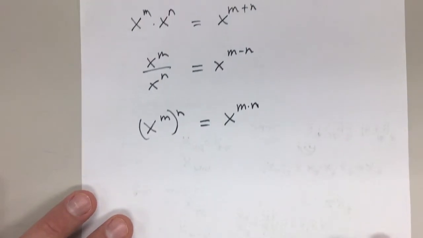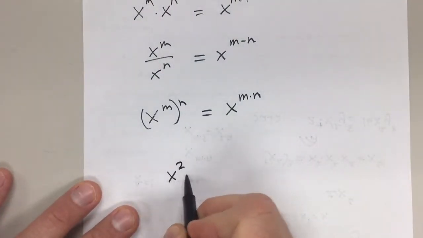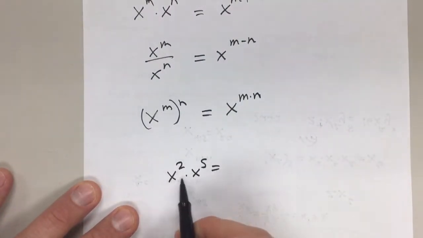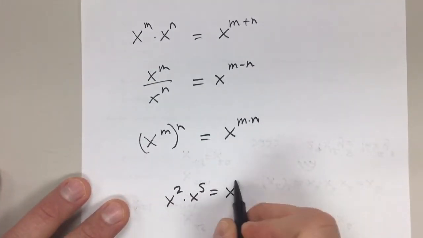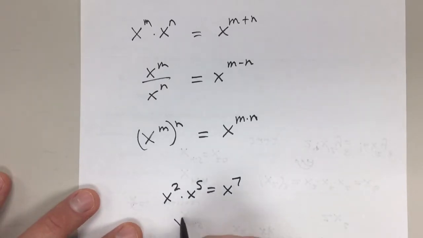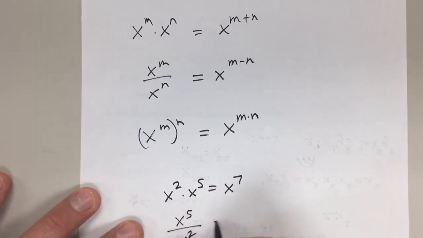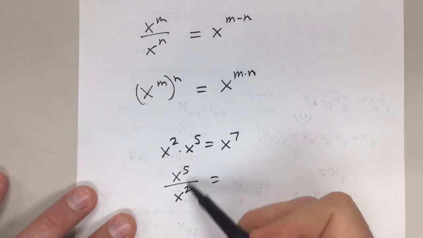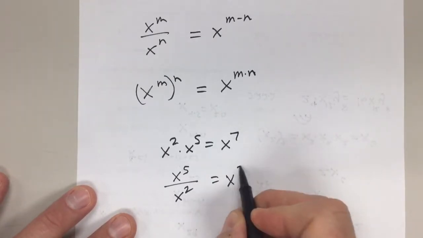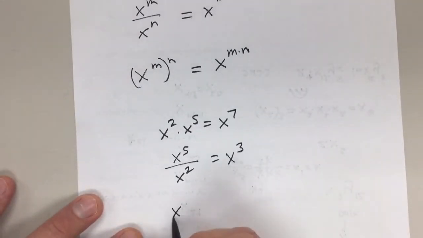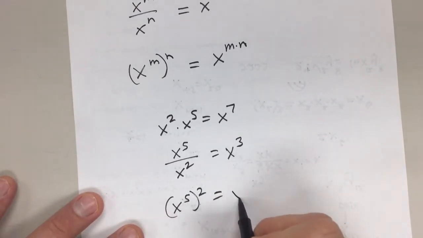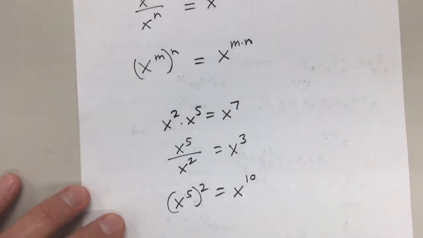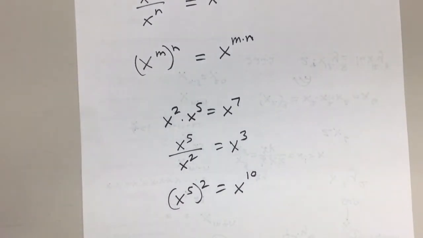So one example of each one, if I had x squared times x to the 5th, that's this rule. So I add them together, so I have x to the 7th. If I had x to the 5th divided by x squared, I subtract, so 5 minus 2 is 3. And if I have x to the 5th squared, I'd multiply 5 times 2. So these are the 3 basic rules that you need to know for exponents.